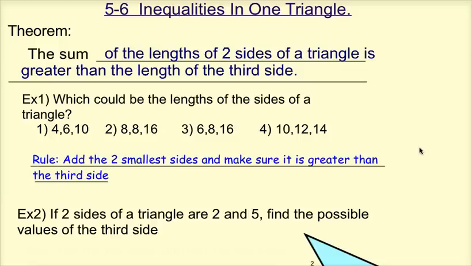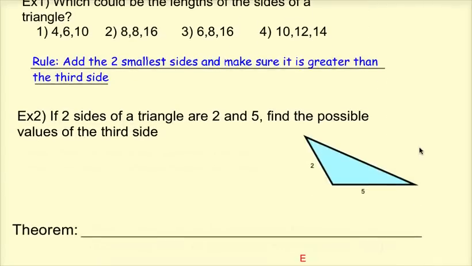Okay, second example with the same theorem. If I give you two sides of a triangle, I want to find the possible values of the third side. Say two sides are 2 and 5, and I'm trying to figure out what the third side could be. I could just plug in numbers to see what works, like try 2. 2 plus 2 is 4. Is that greater than 5? No. Try 3. 2 plus 3 is 5.